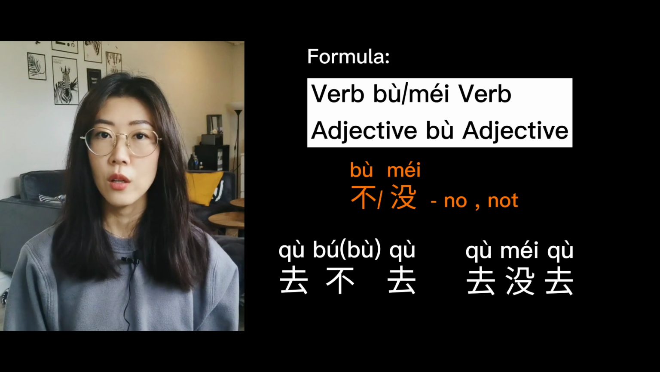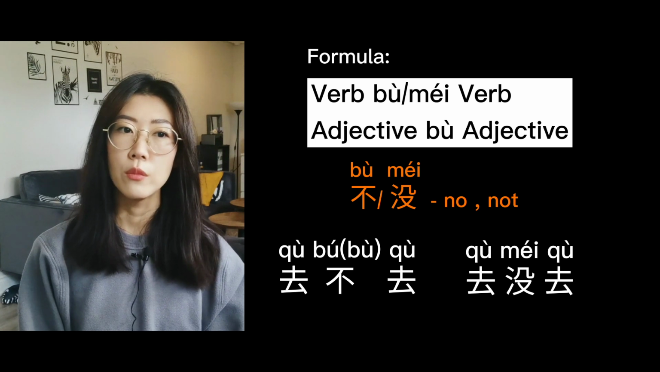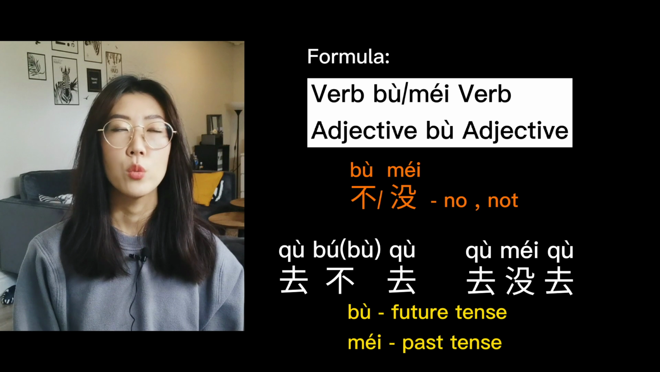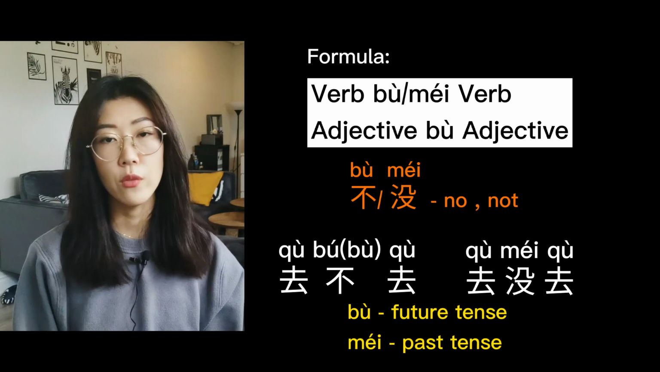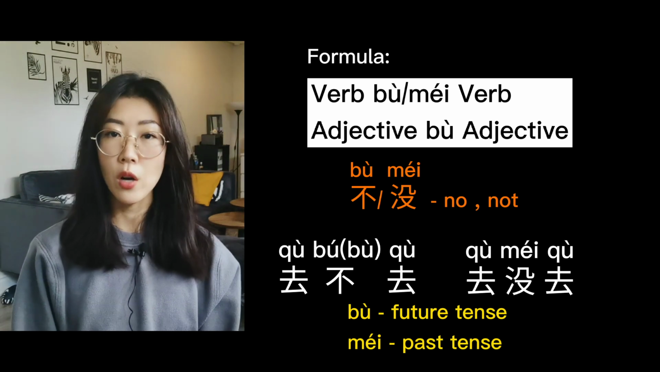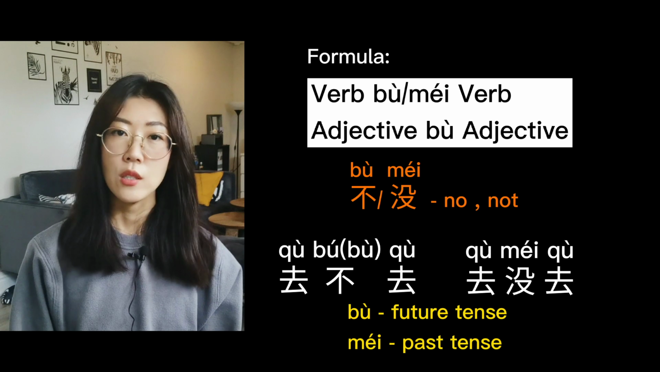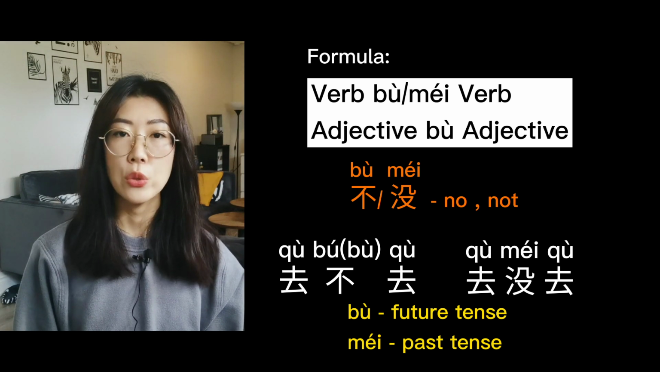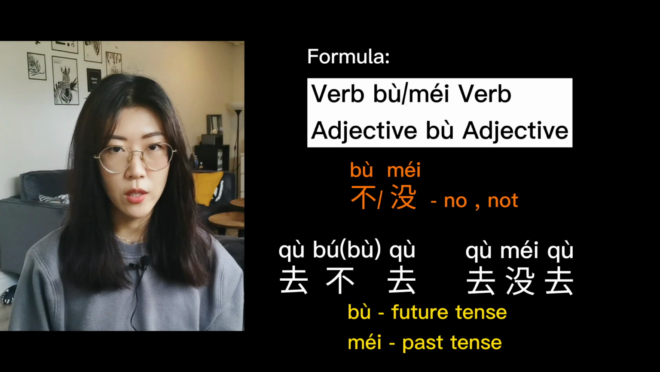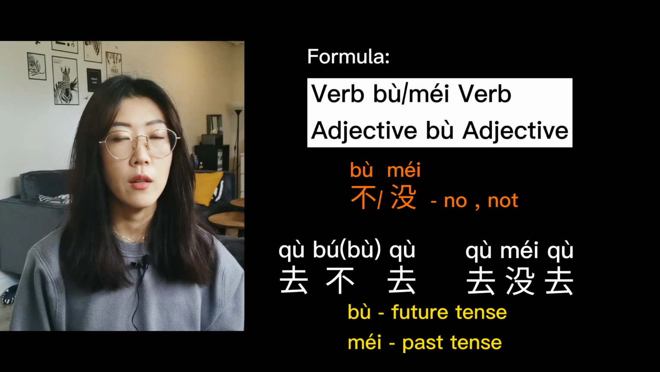去不去, 去没去. The difference between using 不 and using méi is that when we use 不, it's for future tense. When we use méi, it's past tense. Tomorrow there is a party. 你去不去? It means you're going or not going. So Jennifer had a party yesterday. 你去没去? It means did you go or not?